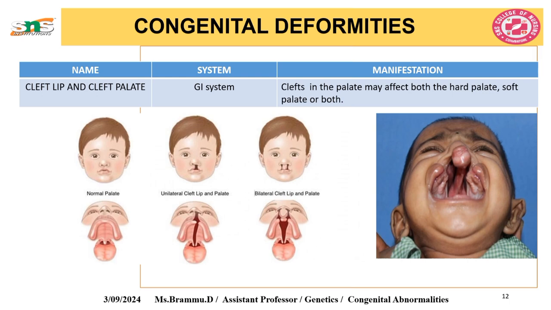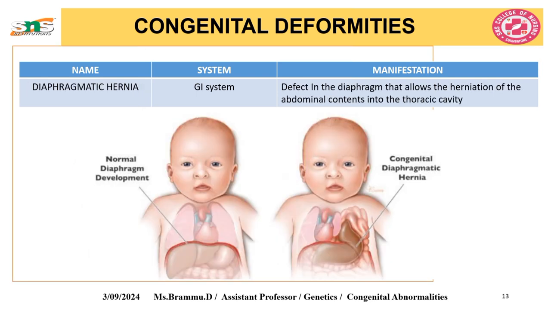Next, in this picture, you can see that the child is having abnormality in the lip as well as in the palate. So here it is mainly affecting either the soft palate or the hard palate or both the palates. This is also another deformity which is caused in the GI system. So the normal palate in the first picture you can see is totally not divided, but in the next two pictures you can see that either unilaterally or bilaterally the cleft lip and palate is present in that particular child. So this is also an embryological defect which can be screened by doing genetic testing.